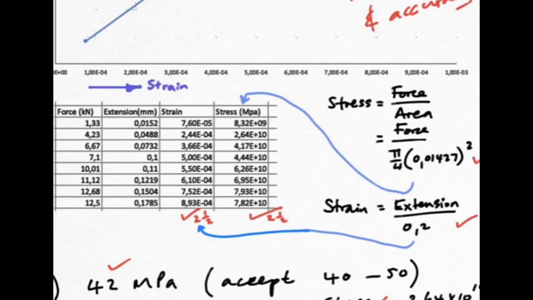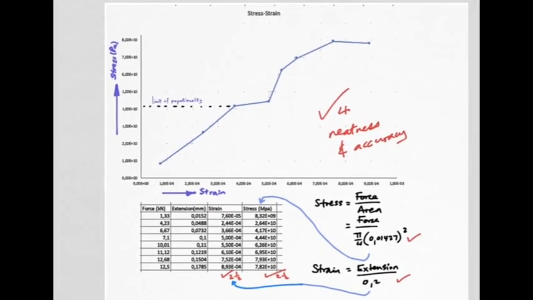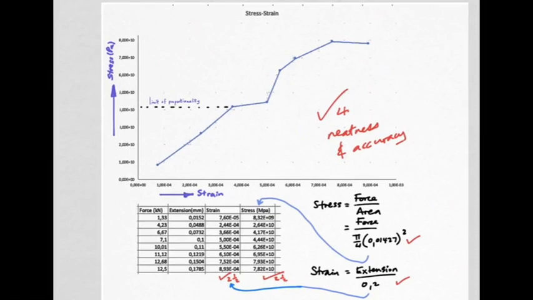The strain we know is extension over original length, which stayed the same. So for each of the strain values, you would take the corresponding extension and divide it by 0.2 and enter the value over here. Those are the values that you would then plot on the graph. And I've got stress on the vertical axis, strain on the horizontal axis, and these are the points that you would plot as accurately as you can.